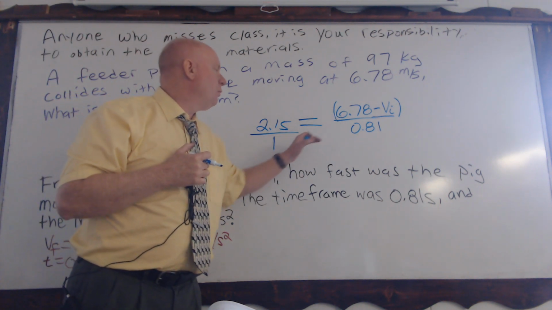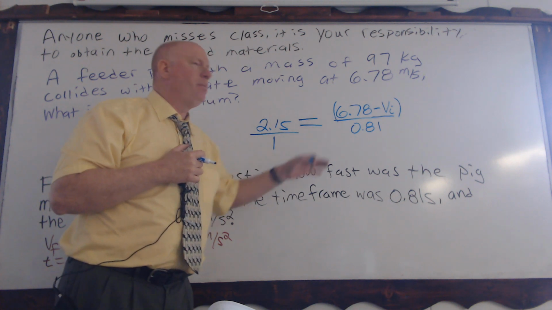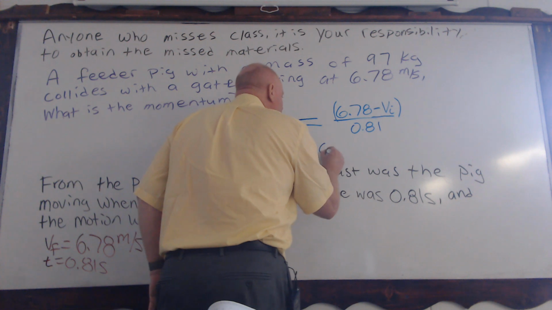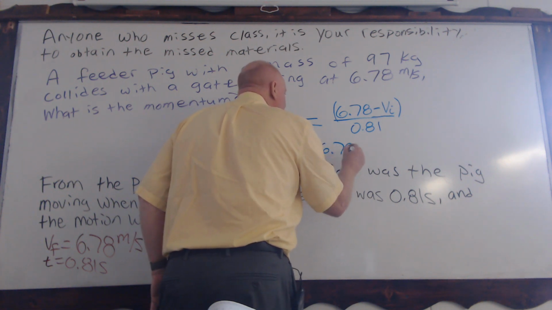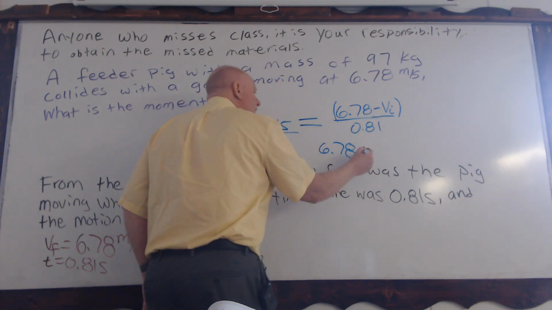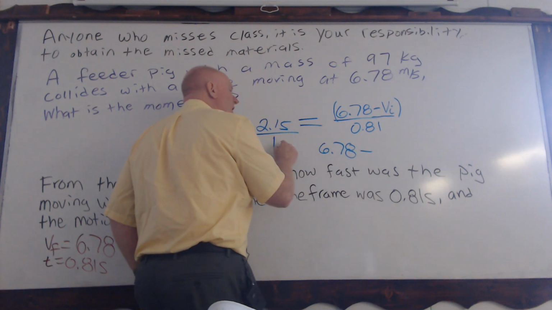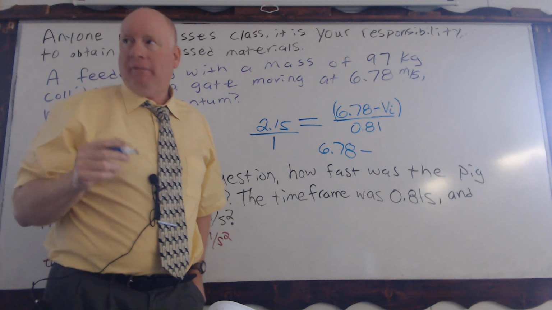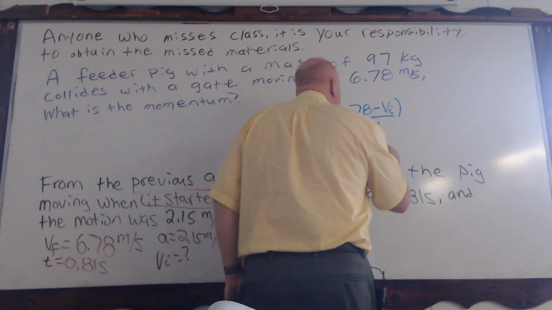Let's go ahead and do this one. What is 1 times 6.78? Okay, so 6.78. We've got to carry that sign. What is 1 times this variable? It's the same thing, so we still have VI.